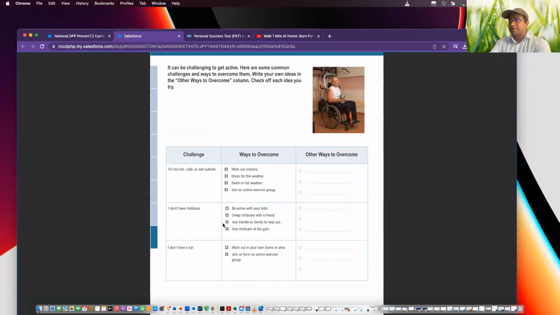Even for me, I have a busy day. I try to plan to do many things, and it's always a challenge to add any new things or remove things out of the routine. But I think we need to make sure that doing this is part of that routine. One of the challenges is, it's too hot or cold or wet outside.